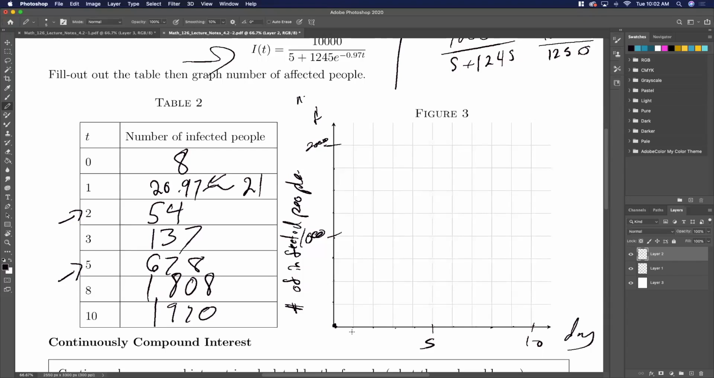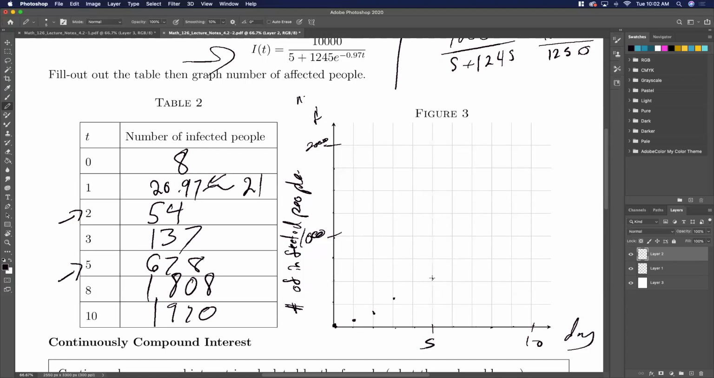Here we're at 20, so that means this is 100, like a fifth of this. Here would be half of this. At 3, we're a little bit above 100. So about here at 5, we're at 600.